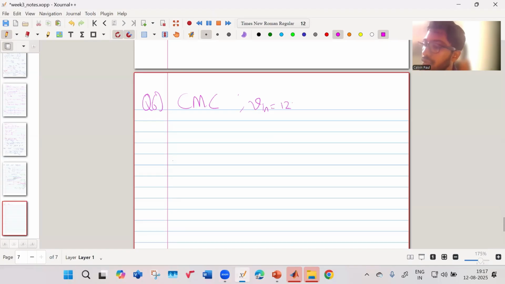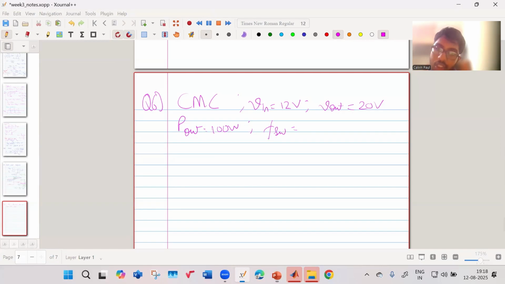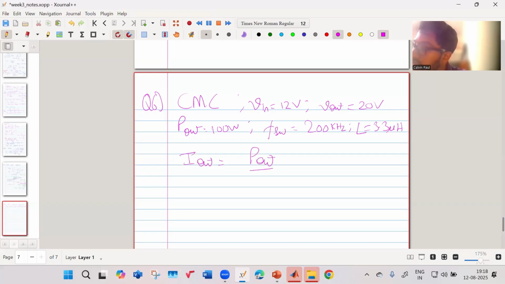This is current mode control. Your input voltage is 12 volt. Your output voltage is 20 volt. Your output power is 100 watt. Your switching frequency is 200 kilohertz. Your L is 3.3 microhenry. Now your output current is given by P out upon V out, right? So that is 100 upon 20, that is equal to 5 ampere.